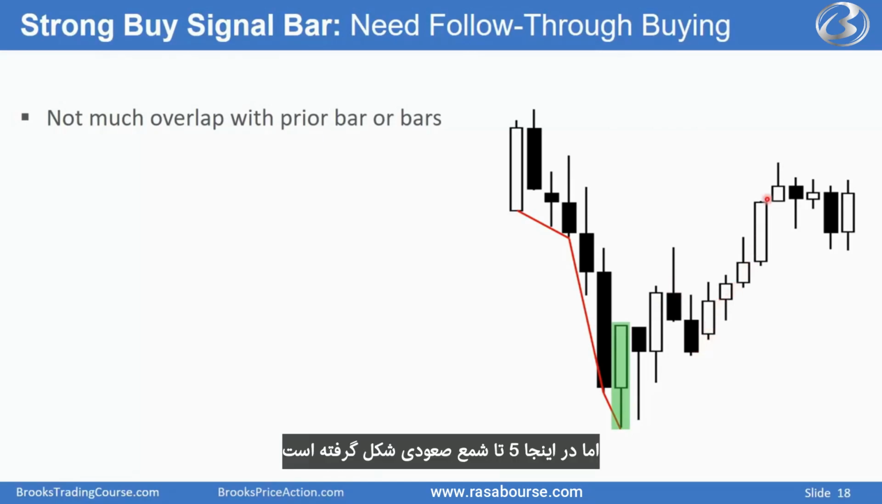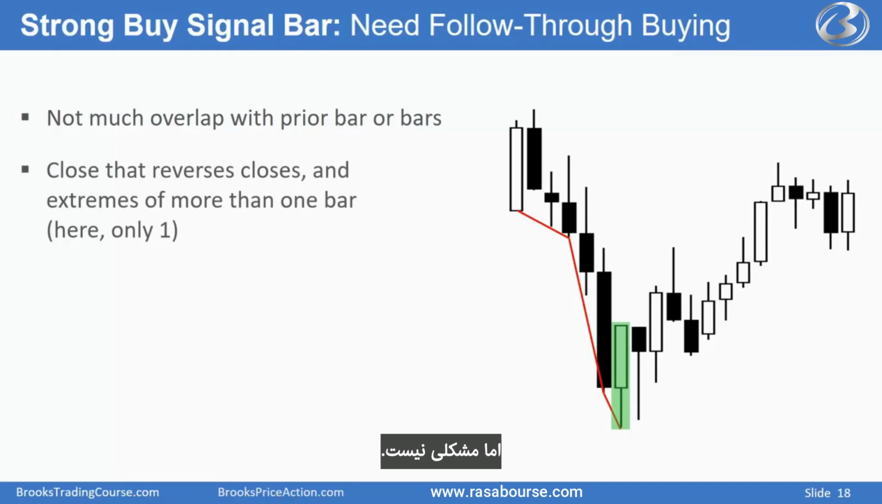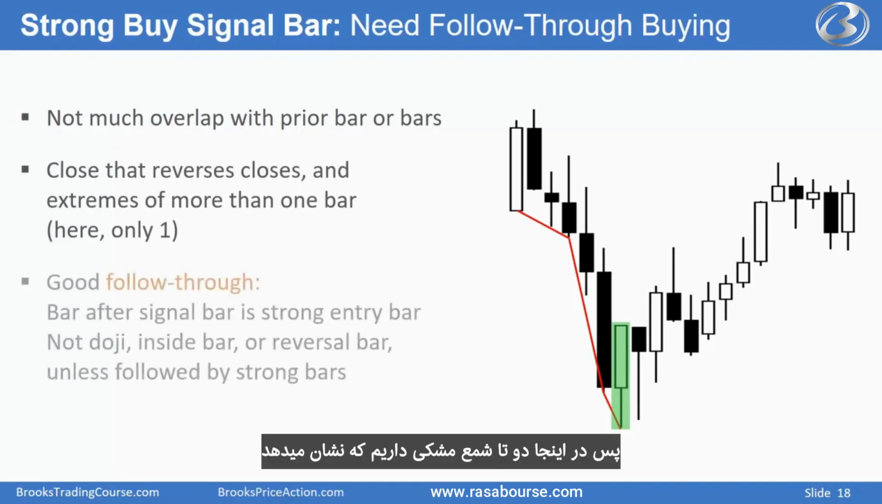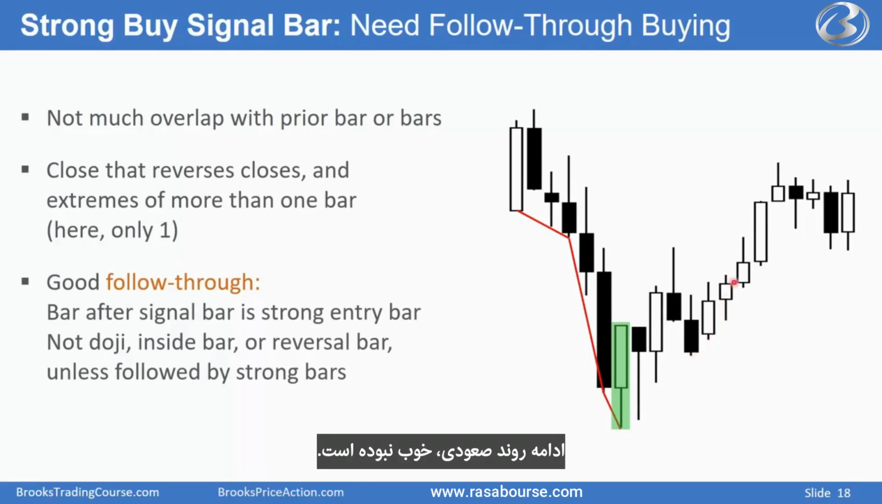However, here we're starting to get 3, 4, 5 bull bars. This is good follow-through. So the follow-through is coming a little bit late, but that's still okay. Again, this is not particularly good follow-through here. I mean, it's bad follow-through here, but we soon got very good follow-through. So this increases the chances that this pullback will be followed by higher prices.